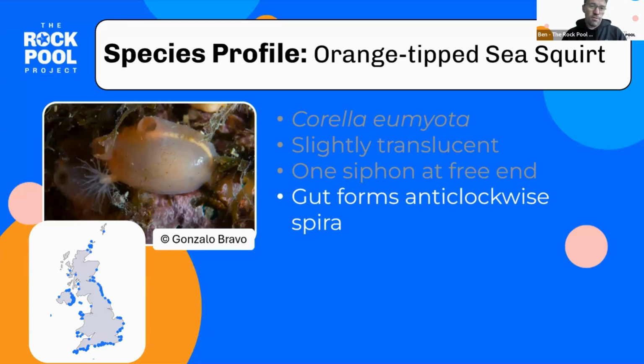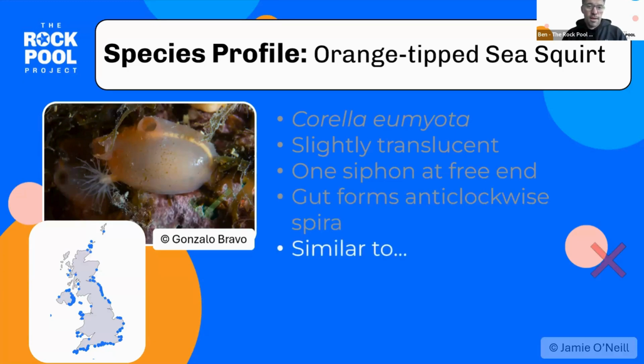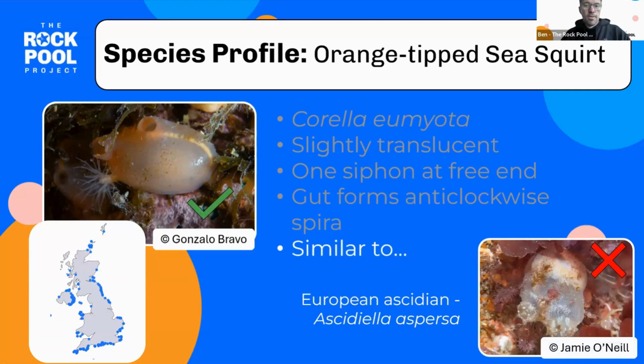It's quite often this yellowy, orange color, and it forms an anticlockwise spiral, that should say, the missing L on the end of that. And then they said that this is similar to the European Ascidia. We call that one dirty sea squirt. I don't know why. It's quite a fun thing to say, you dirty sea squirt. But they are quite different.